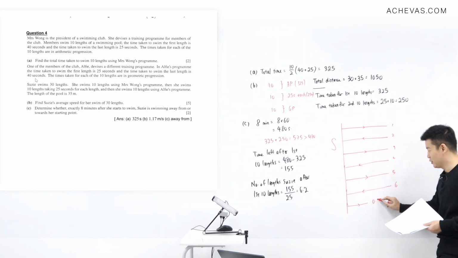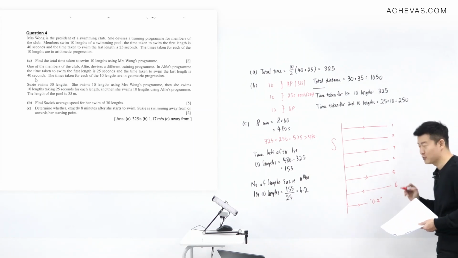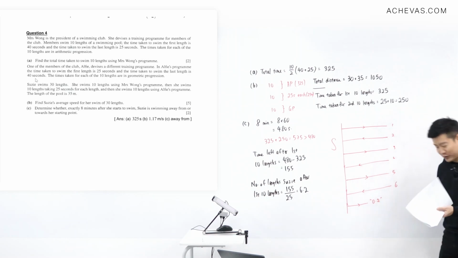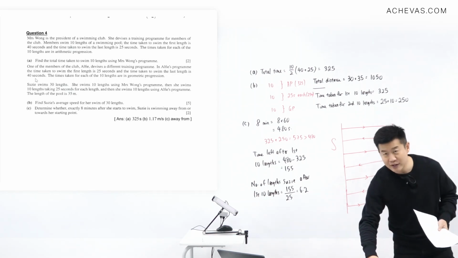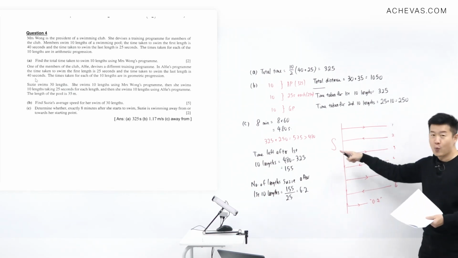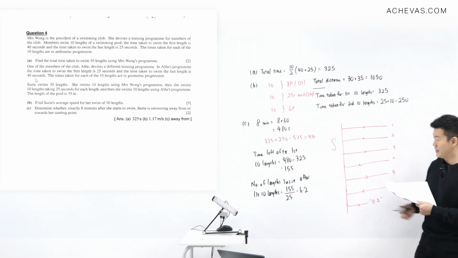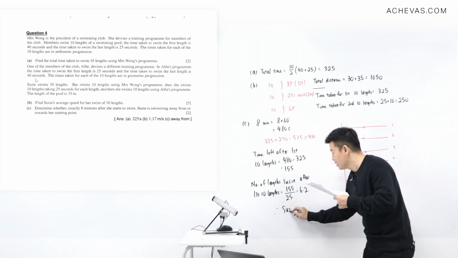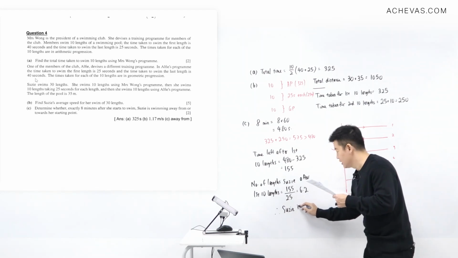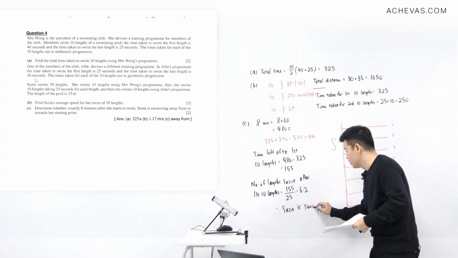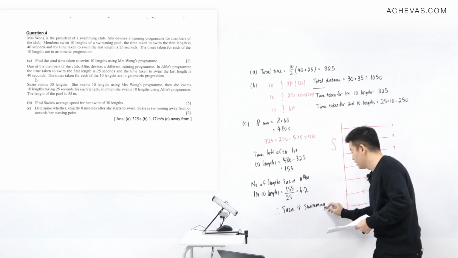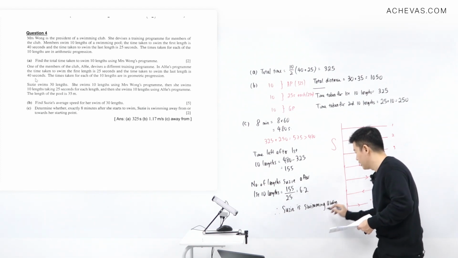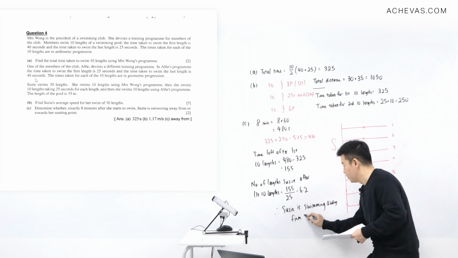So 0.2. I don't know how to term it, so I'm just going to put a quotation mark on this 0.2. So Susie is going to be swimming away from the starting point. With this 6.2, we can then deduce that therefore, Susie is going to be swimming away from the starting point.